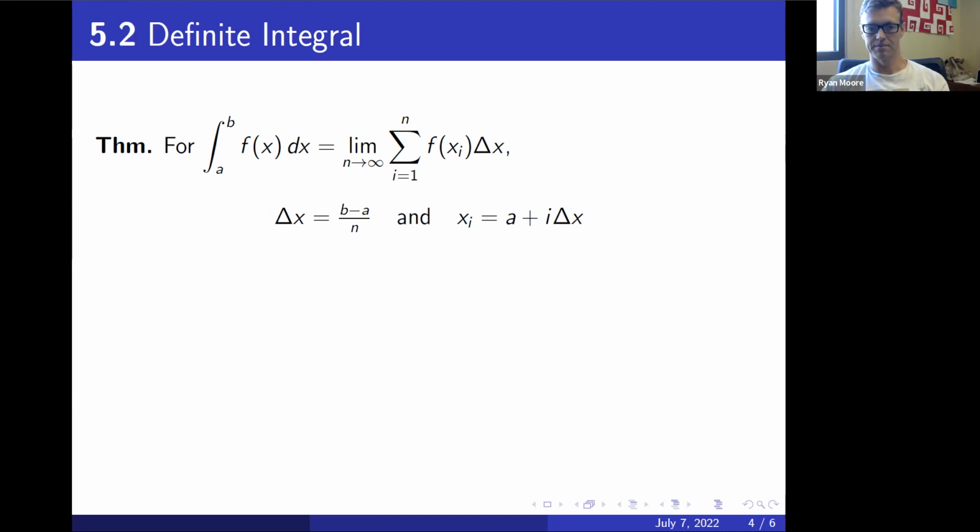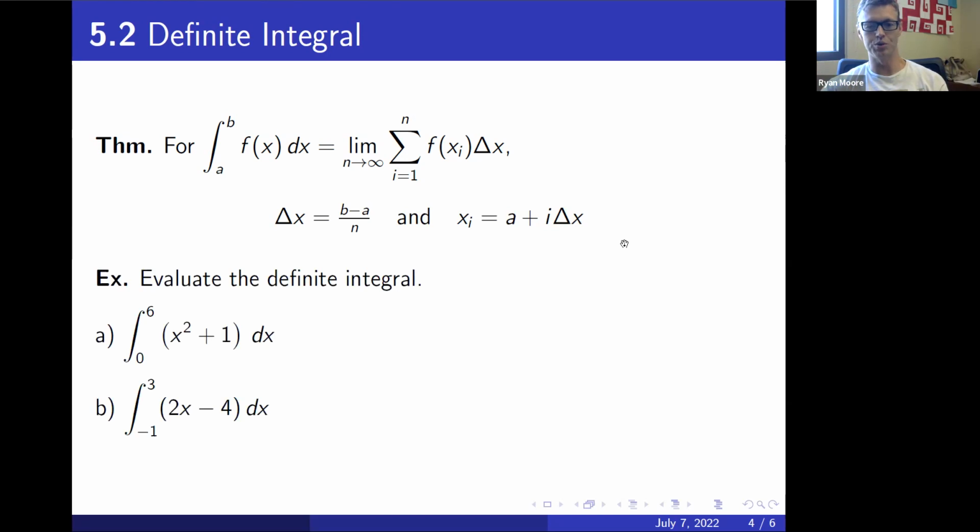And so on. Okay, so how was this helpful at all? We're going to do these examples using our definition of the definite integral and using this theorem. We're going to do that in the next video.